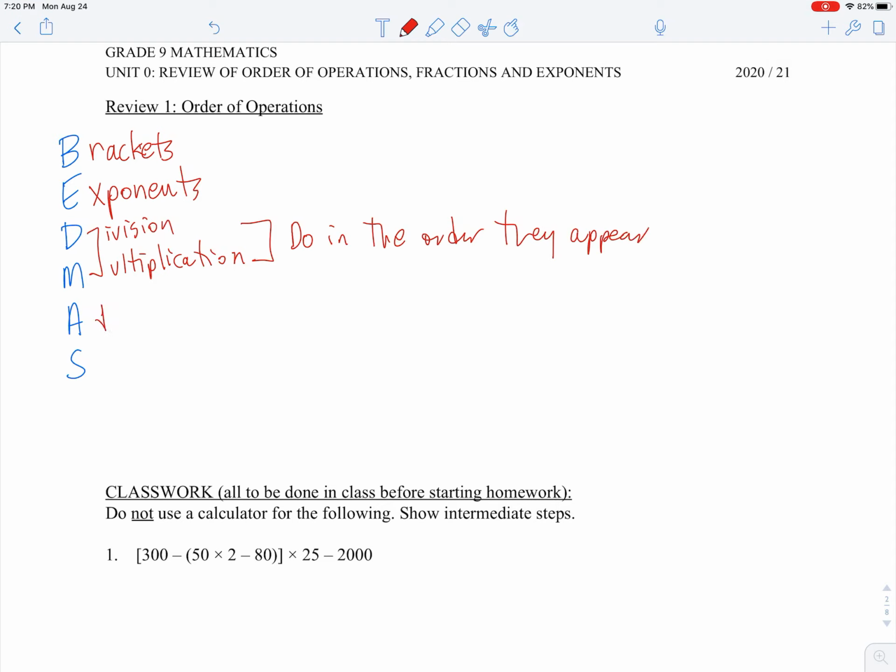Next, we've got addition and subtraction, and we also do these in the order they appear.